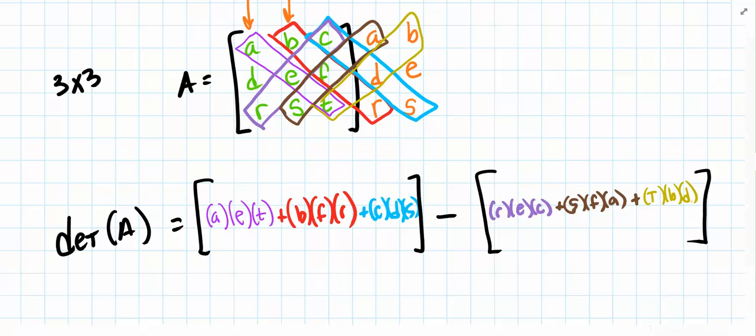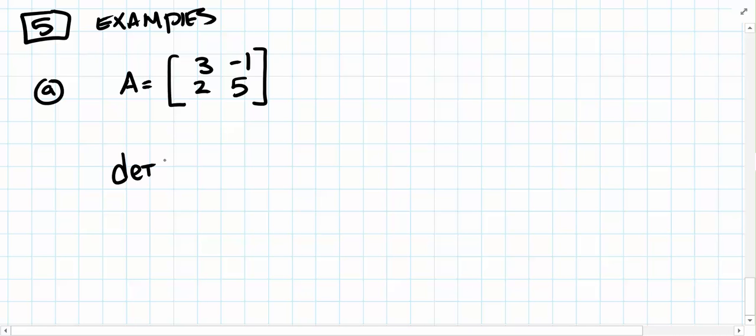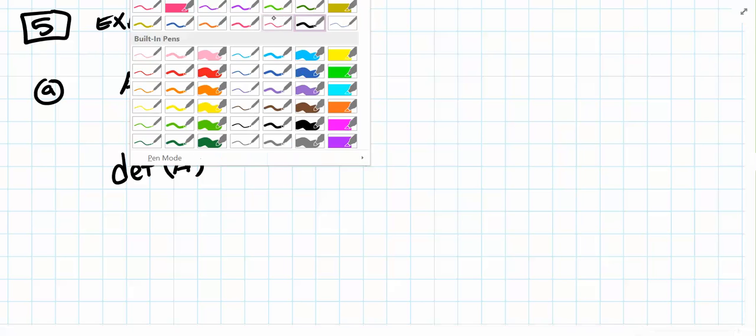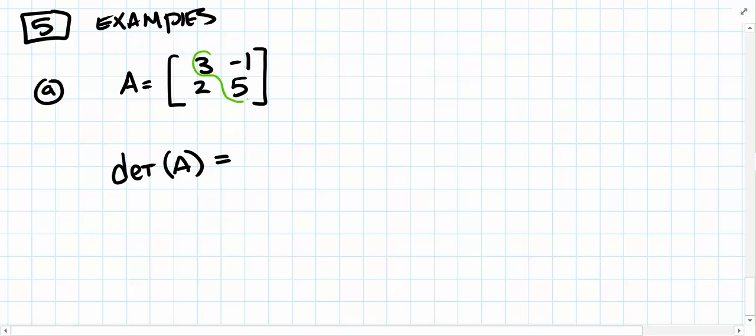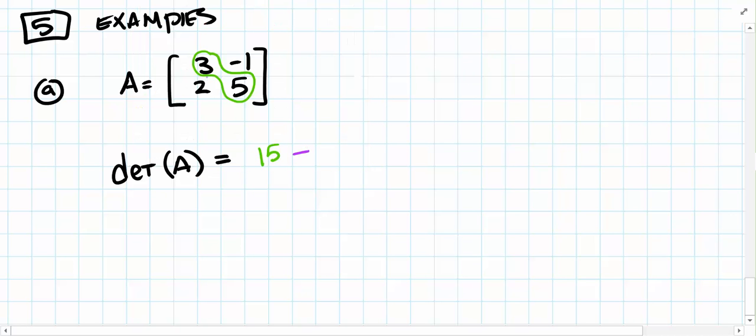Let's do this example together. I have A as 3, -1, 2, and 5. I am interested in figuring out the determinant of matrix A. Well, then I know that it's going to be this times that, which is the number 15, and then I'm going to subtract off from that this times that, which is the number -2. So the determinant of A is equal to 15 minus negative 2.